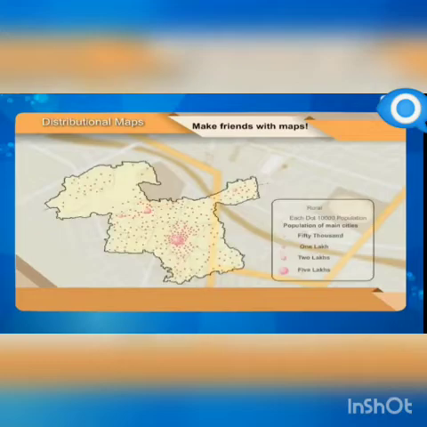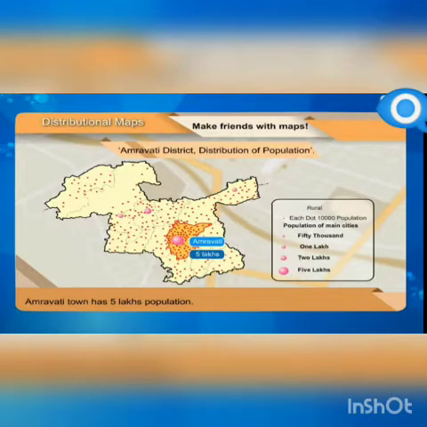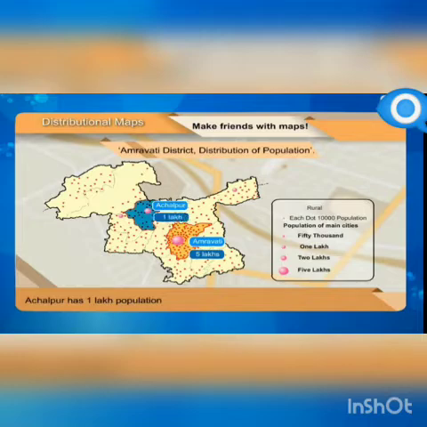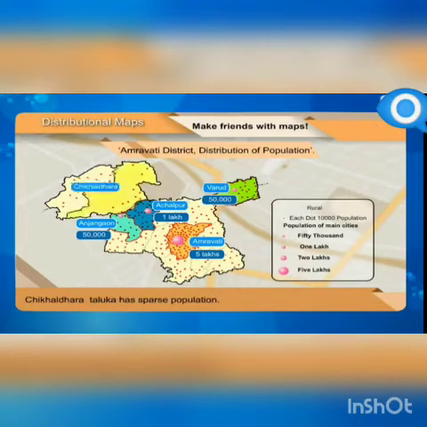Now make friendship with maps. See here, the index is shown: a small dot represents 10,000, and in Amravati town, the biggest dot represents 5 lakh population. Achalpur has 1 lakh population, a small dot, and Anjangaon and Varud represent 50,000 population, which are much smaller dots. Chikaldara Taluka has sparse population, that is why the smallest dot.